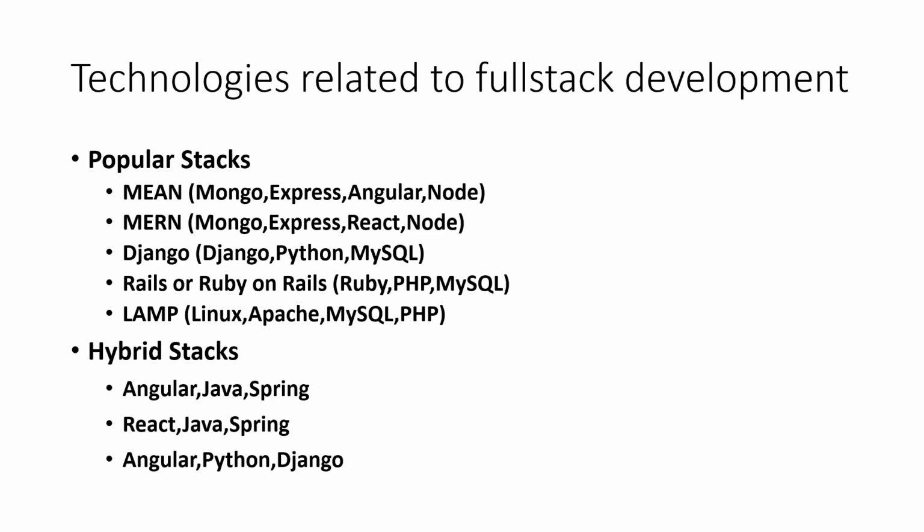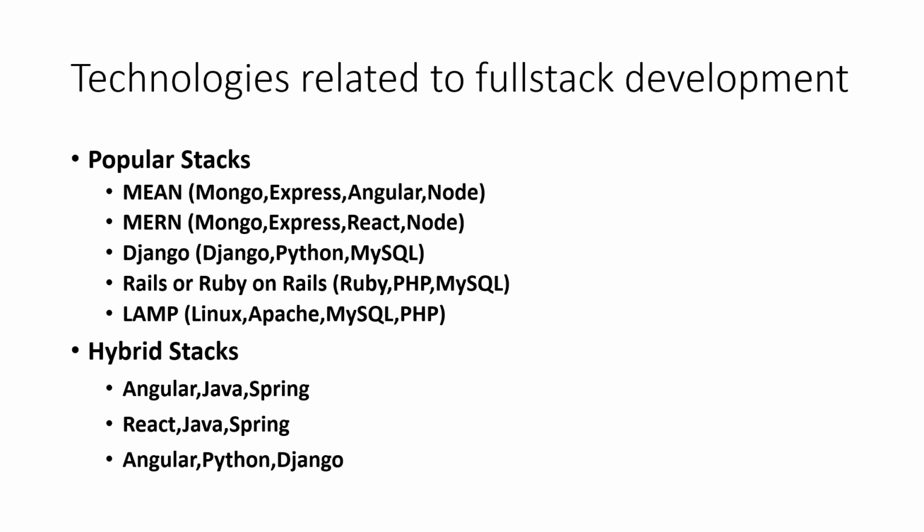Similarly, the MERN stack is Mongo, Express, React, and Node. And Django, again, is built on Python: Python, Django, and then MySQL. Then you have Rails on Ruby, or Ruby on Rails. And also earlier we were using the LAMP stack, and people still continue to use it: Linux, Apache, MySQL, and PHP.